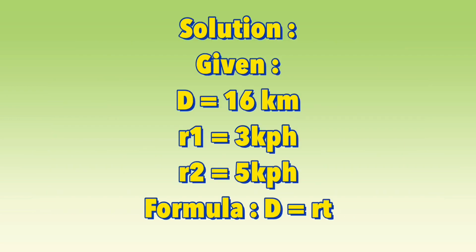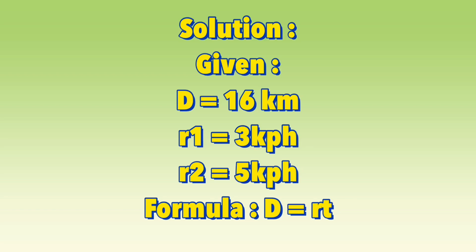Okay, our solution, we have to pick up first the given. The distance is 16 kilometers. For Lorna, we have 3 kilometers per hour the rate, and for Peter is 5 kilometers per hour. And we have to use the formula D equals rate times time. This is the constant formula, the uniform formula. When we say uniform motion, we mean to say this speed is constant.